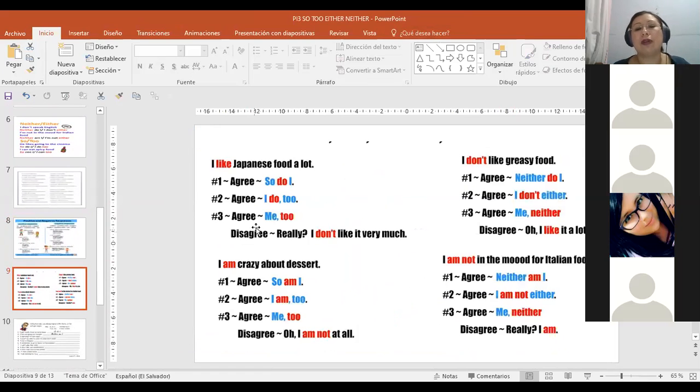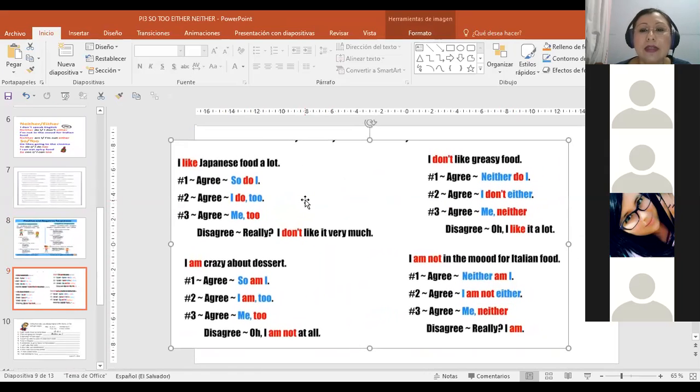So here I have another list of examples. I like Japanese food a lot. The ones who agree say agree. To say agree, you say so do I. To agree, agree es estar de acuerdo, ¿verdad? Y dice I do too, me too, es la tercera forma de decir. Pero si yo disagree, disagree is the opposite of agree, ¿verdad? Disagree es lo opuesto a agree. Agree es estar de acuerdo, disagree es estar en desacuerdo.